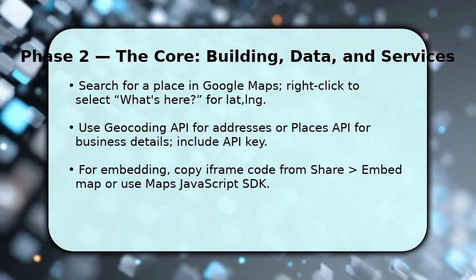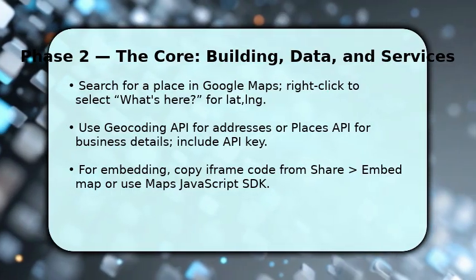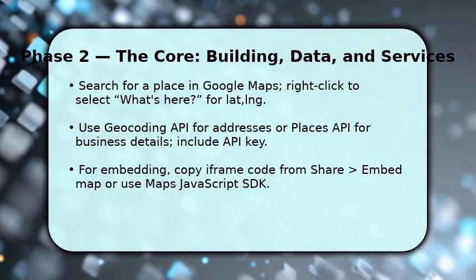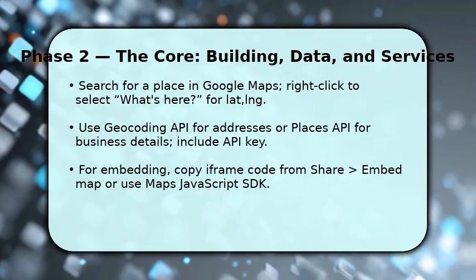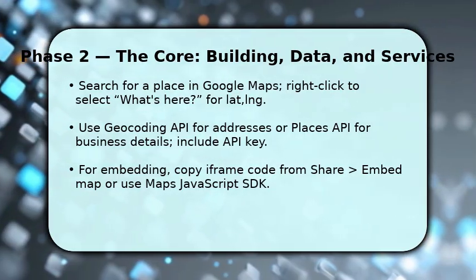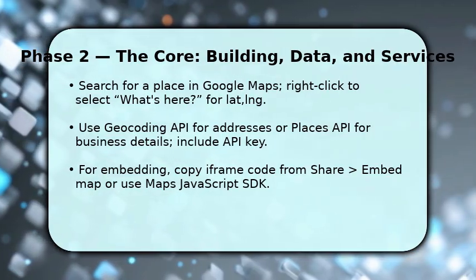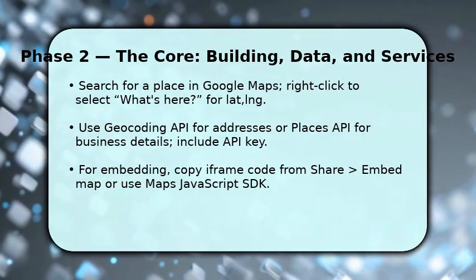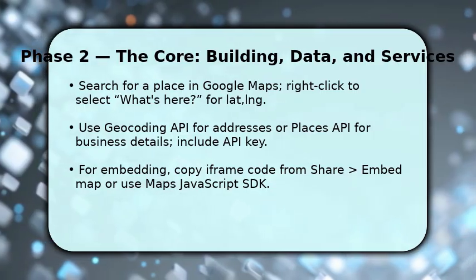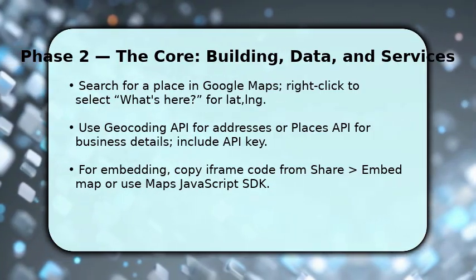Now you extract the actual location. Search the address or place, then right-click and choose "What's here?" To see latitude and longitude, copy those coordinates. If automating, call the Geocoding API with the address parameter and your API key to receive lat, lng in JSON. For business details or place ID, use the Places API.